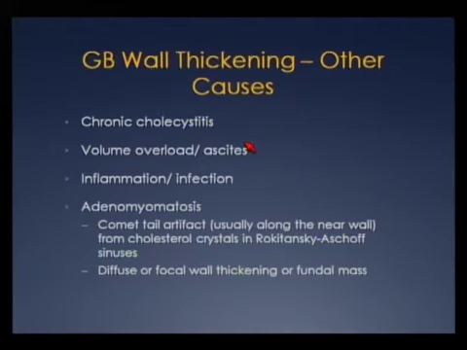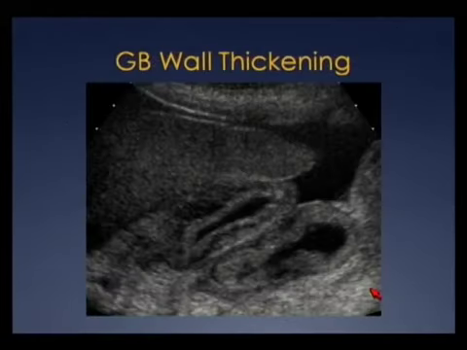Other causes of gallbladder wall thickening include chronic cholecystitis, volume overload, inflammatory or infectious processes such as hepatitis, and adenomyomatosis, in which we would see comet tail artifact, usually along the near wall of the gallbladder, just like we just saw in the emphysematous cholecystitis case. And that's due to the cholesterol crystals in the Rokitansky-Aschoff sinuses, and that's basically invagination of the mucosal layer into the muscular layer of the gallbladder wall. And this can present as diffuse focal wall thickening or a fundal mass.